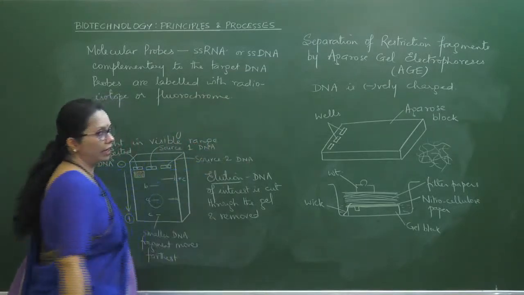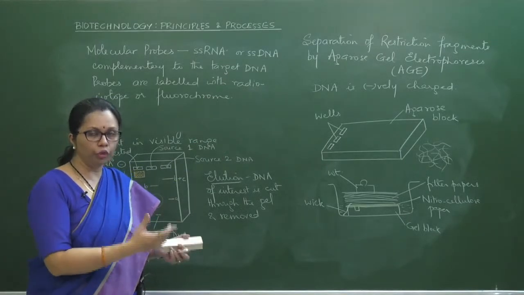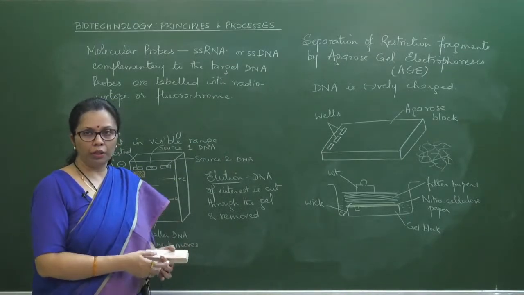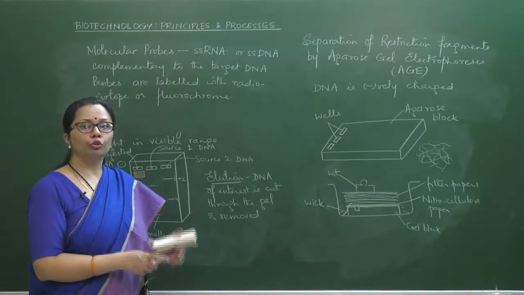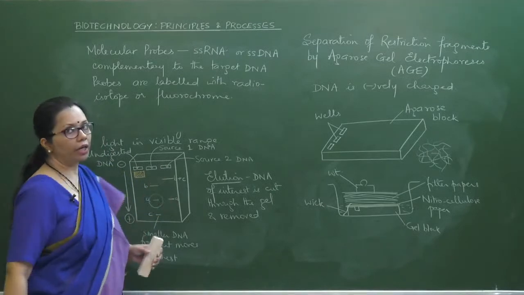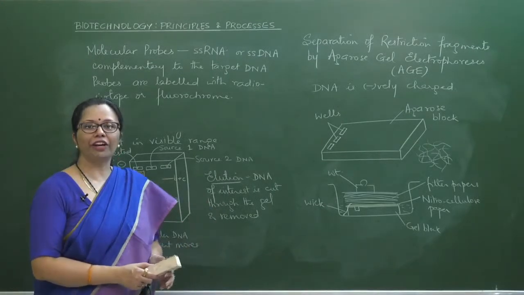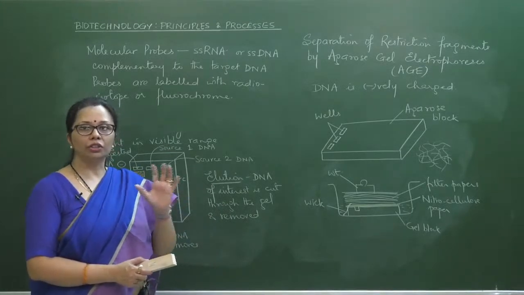So wherever it will attach, we'll come to know either radioactivity is being emitted, or when we see it in the UV light, there would be visible light, something will be available. So through that we'll find which DNA is our target DNA. Then it is taken out. So NCERT has taken the easy way out. They have just said this, but this is what is done.